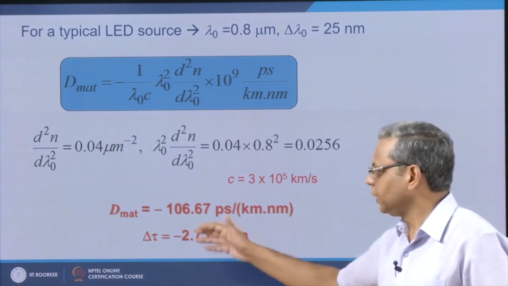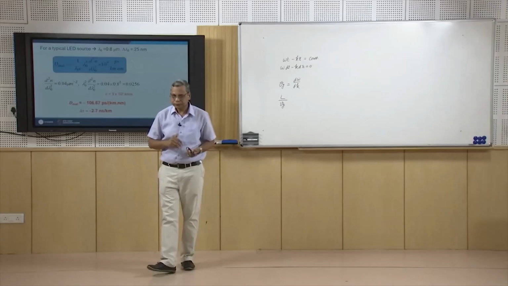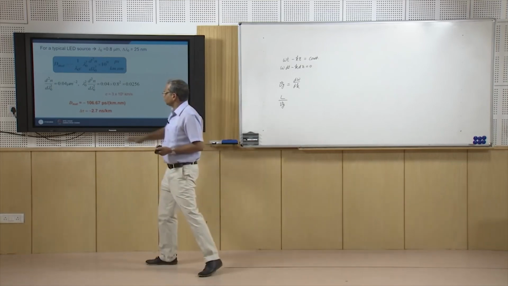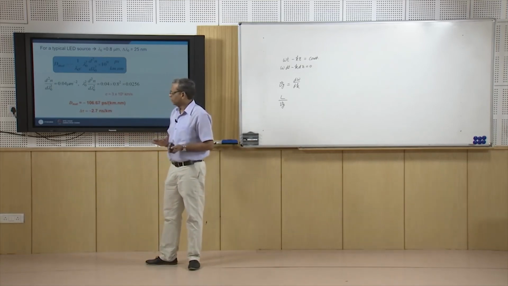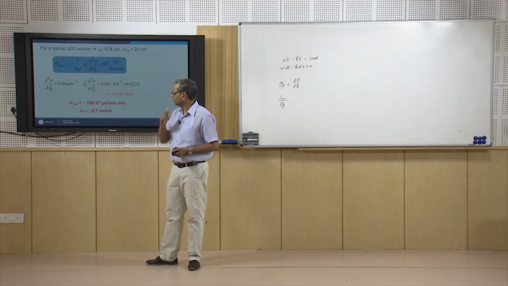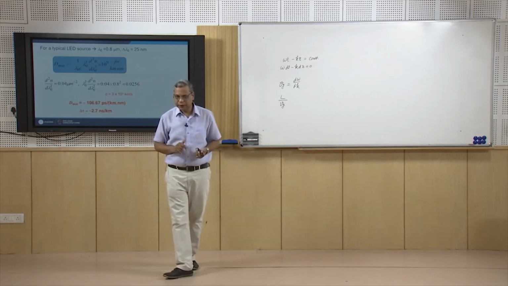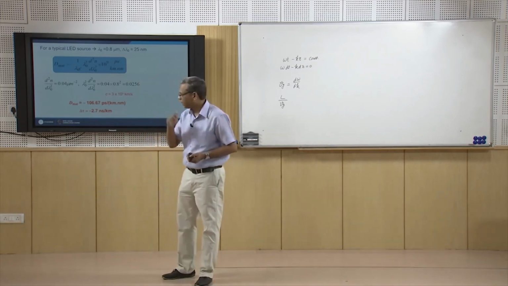Well, for broadening I have to always take the magnitude of that. This dispersion coefficient is negative. What is the meaning of negative and positive? We will learn as we go along, but there would be a broadening of about 3 nanoseconds every kilometer.